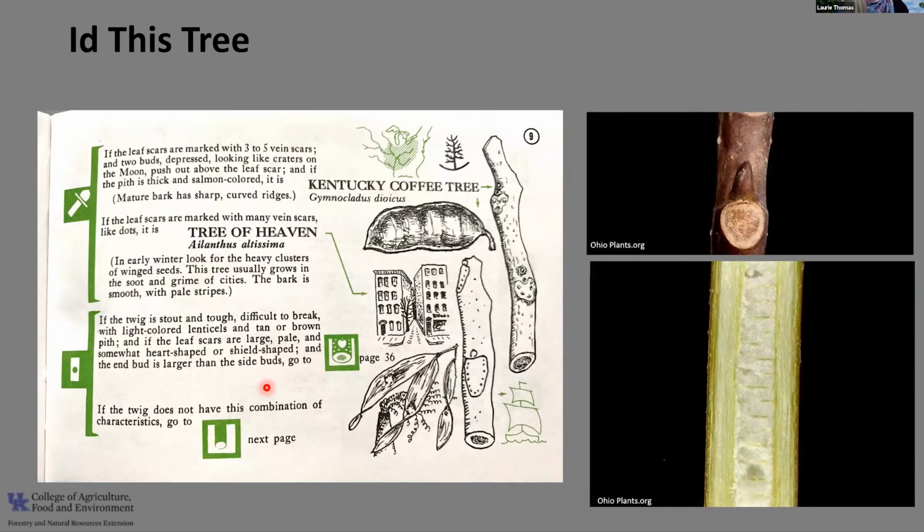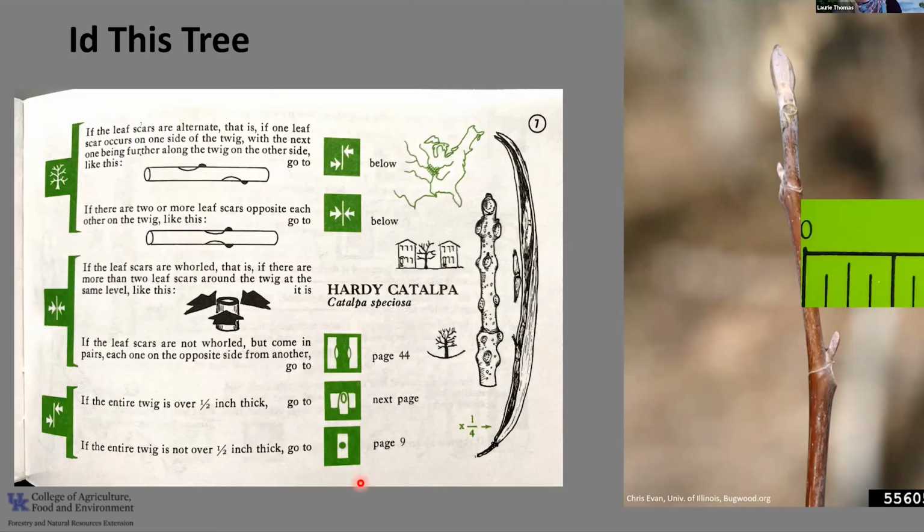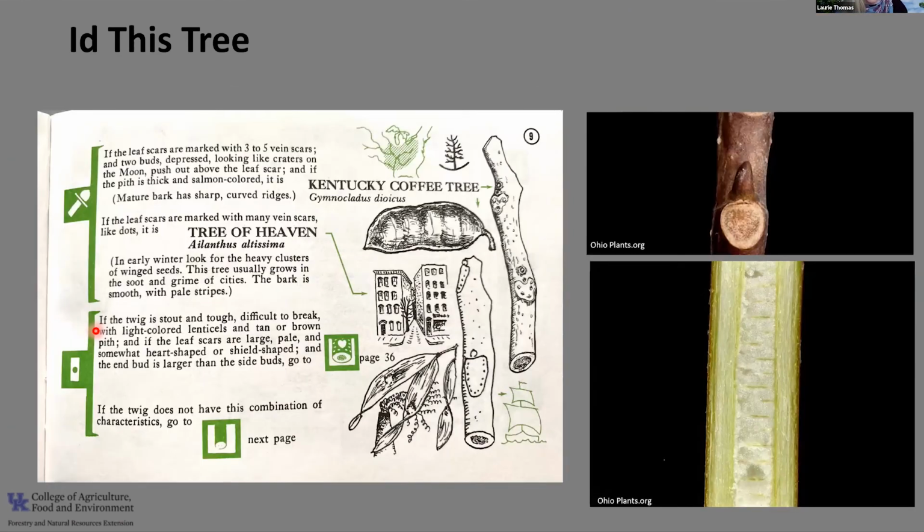We go to page 9, it was the bracket. In case you forget, you can flip back. We're looking for that twig with just the dot on it. And that's the bottom bracket here. So now look, we've got a question about pith. It says if the twig is stout and tough, well, we already determined it wasn't stout and tough, but difficult to break. You all can't tell that because you're just looking at pictures right now. With light colored lenticels and tan or brown pith, and if the leaf scars are large, pale, and somewhat heart-shaped, then we would go over to page 36. Or if the twig does not have this combination of characteristics, it needs to have that entire combination, we want to go to the next page.